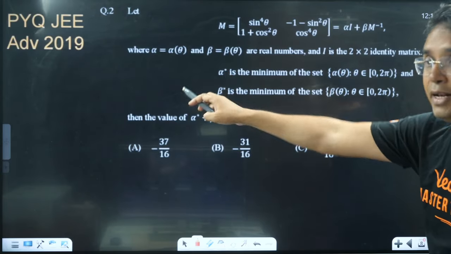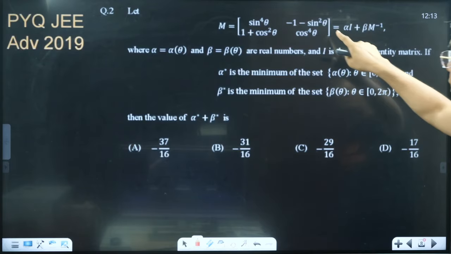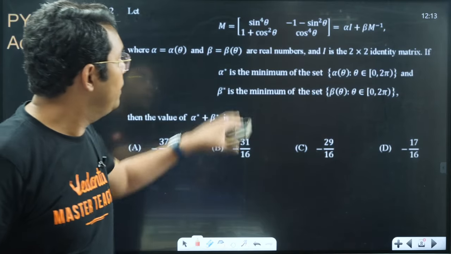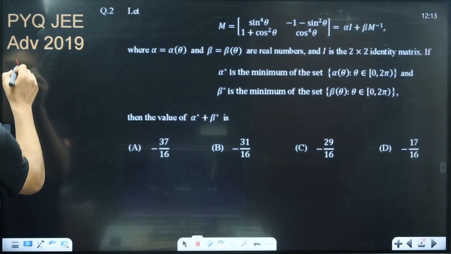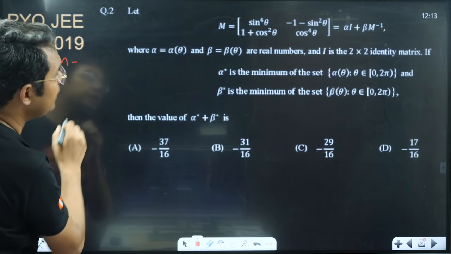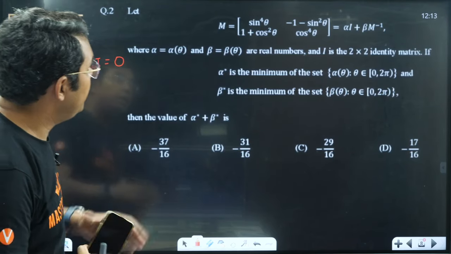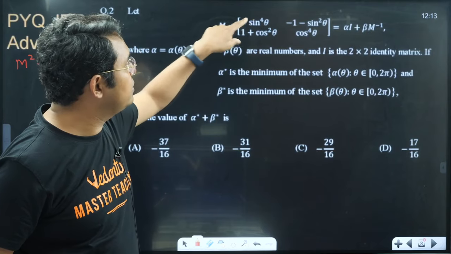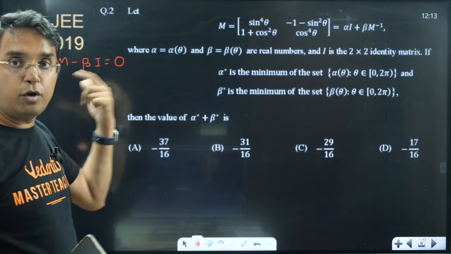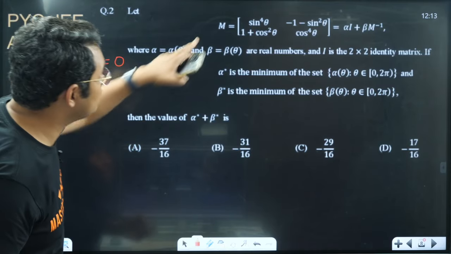Now please see, this is 2019 question. Here we are given m as this 2 into 2 order matrix, and we are given alpha I plus beta m power minus 1. Here if you multiply both sides by m, you will be getting m square minus alpha into m minus beta into I is equal to null matrix. So as I told you, here I can see these two elements, they are not equal in general. In fact these two cannot be 0. So from that converse, I can definitely say that alpha has to be equal to trace.